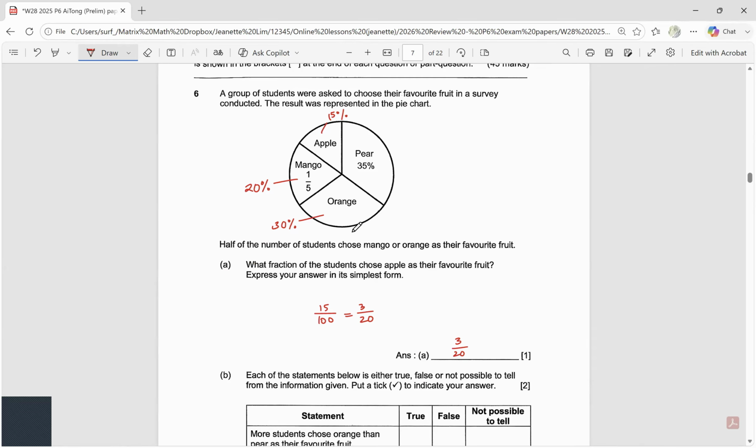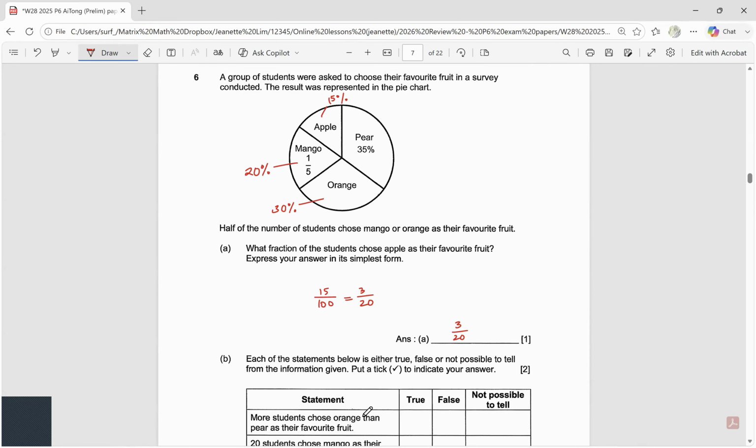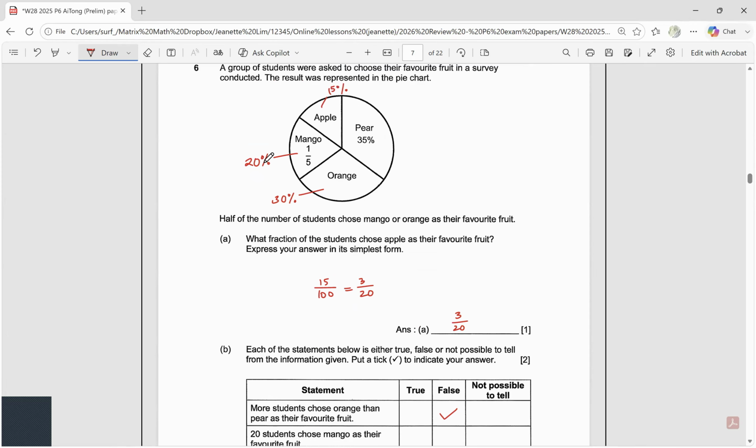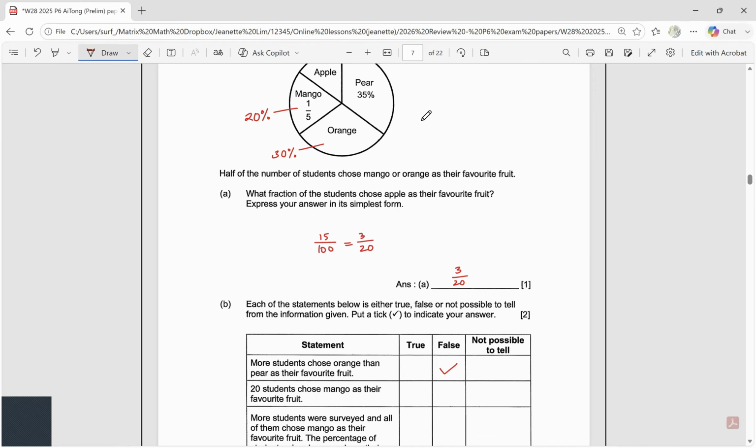Then using what we have, let's answer part B. More chose orange than pear as their favorite fruit. So you just compare the percentages, orange versus pear. No, not true. Pear is more. So false. And 20 students chose mango as their favorite fruit. Here we have 20%. 20% may or may not represent 20. Okay, we cannot tell because there's no information on the actual number of students. So it's possible, but maybe other numbers as well, so not possible to tell.